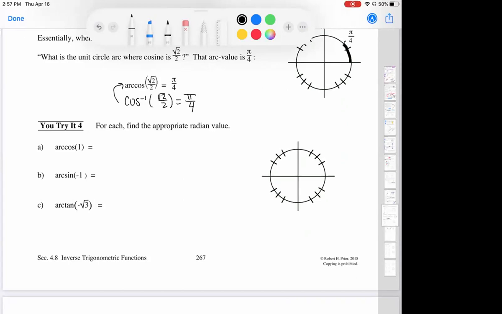So arc cosine of 1. All right, cosine is only from 0 to pi, and cosine is 1 here with the coordinate point 1, comma 0. So our answer is 0. Okay, let's do the next one. Let's do sine. Now, sine is only accepted with the argument from pi over 2 to negative pi over 2. All right, when is sine negative 1? Sine is negative 1 down here with the coordinate point of 0, comma, negative 1. Remember, sine is y. So that would be negative pi over 2.